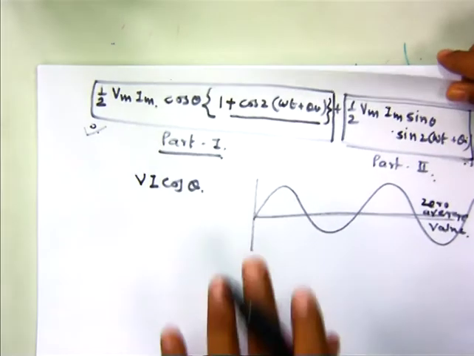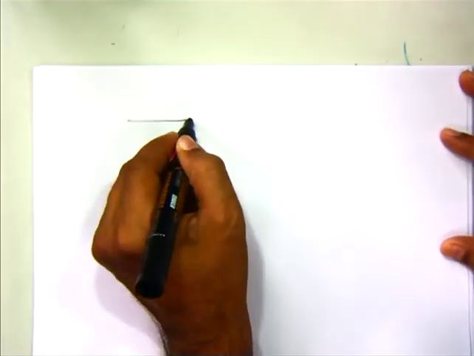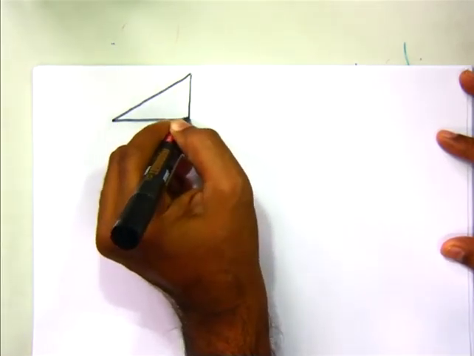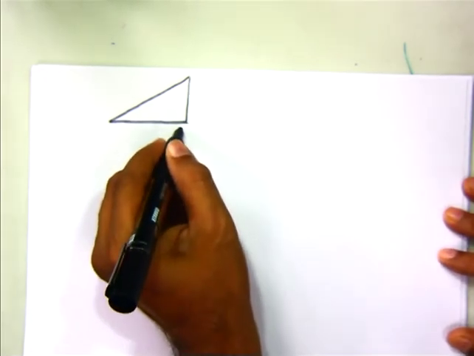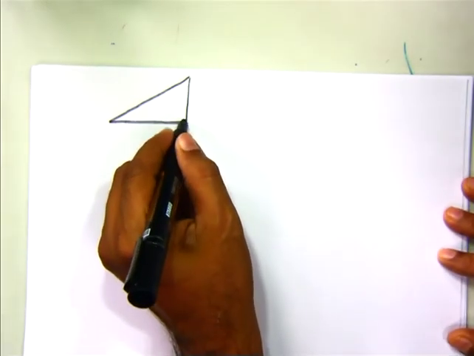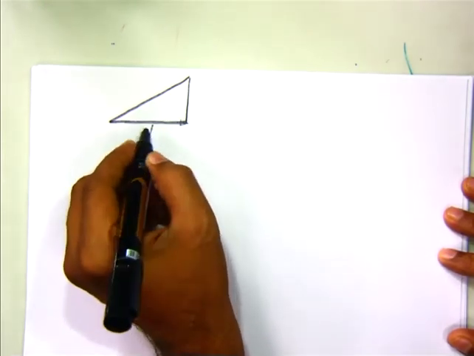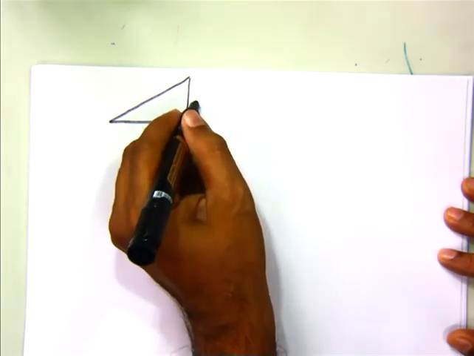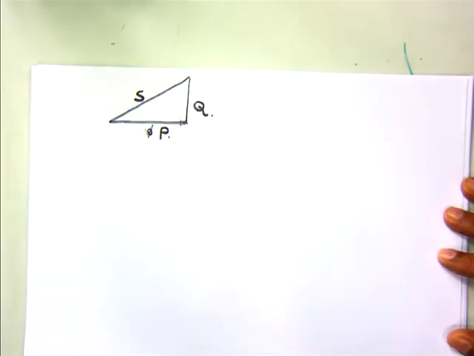So from this, again, we can draw another triangle. That triangle is known as the power triangle. In the power triangle we have the real power on the x-axis, this may be P, this is the reactive power Q, and this will be the S.